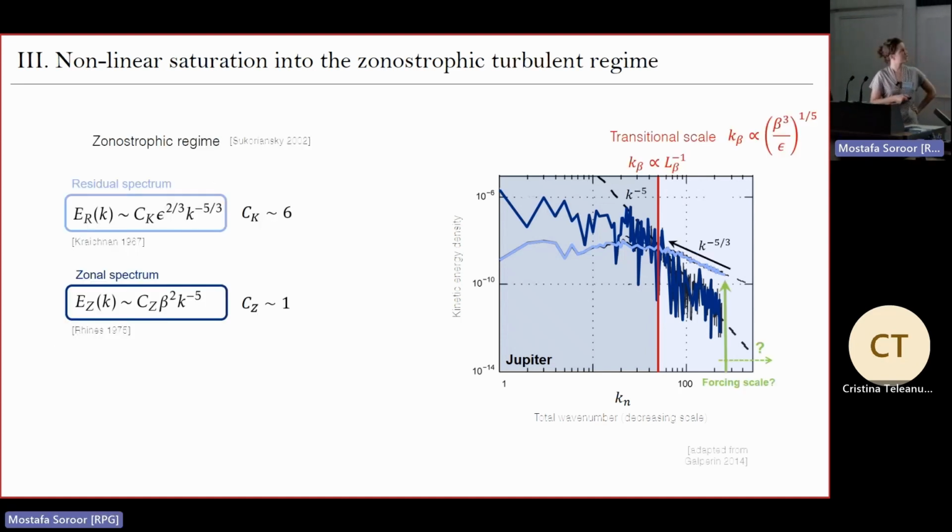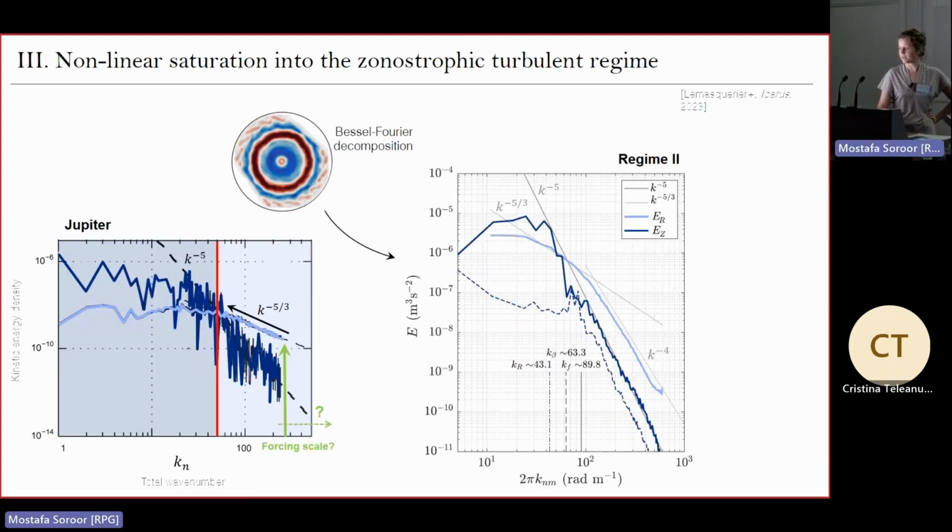Then some quantitative predictions were made for the slopes and amplitudes of these spectra. So this is the so-called theory of zonostrophic turbulence. For the residual spectrum, it is predicted that we should retrieve a k to the minus 5/3 slope, which is consistent with an inverse cascade of energy. So this is the classical Kolmogorov-Kraichnan-Batchelor k to the minus 5/3 slope. And for the zonal spectrum, it was predicted by Rhines that it should follow a steeper k to the minus 5 slope, indicative of the interaction of Rossby waves. And the scale at which the two spectra intersect is, again, the transitional scale.